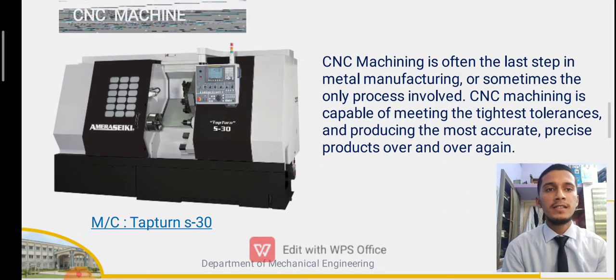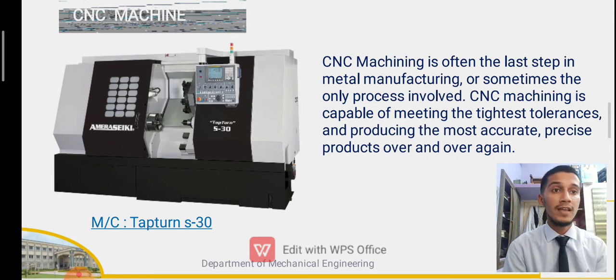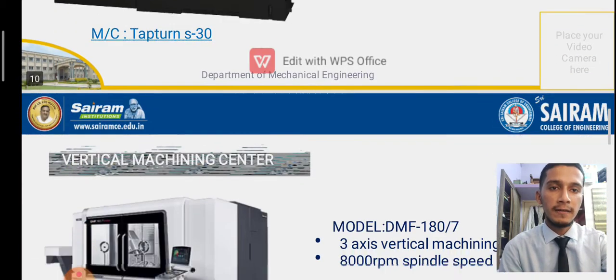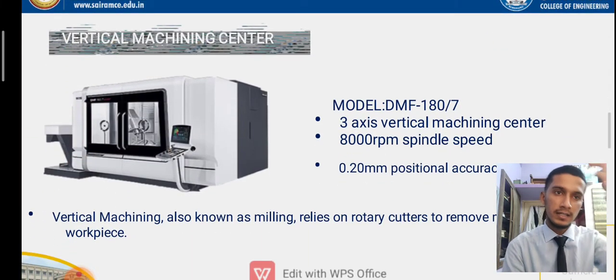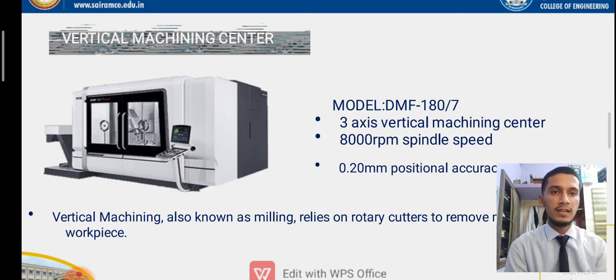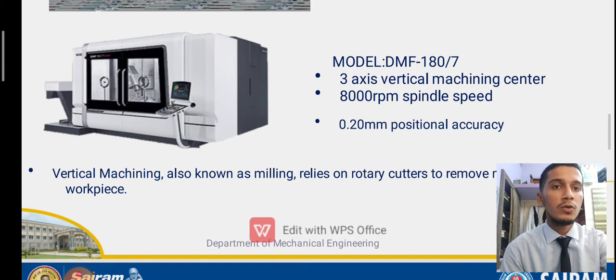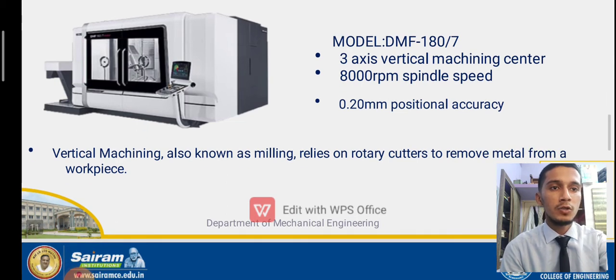CNC machining is often the last step in metal manufacturing, or sometimes the only process involved. CNC machining is capable of meeting the tightest tolerances and producing the most accurate product over and over again. Vertical machining centers, model DMF 180/7, a 3-axis vertical machining center with 8000 rpm spindle speed and 0.20 mm positional accuracy. Vertical machining, also known as milling, relies on rotary cutters to remove metal from the workpiece.